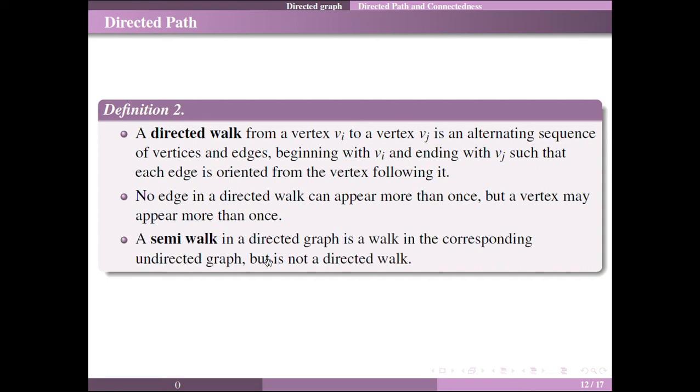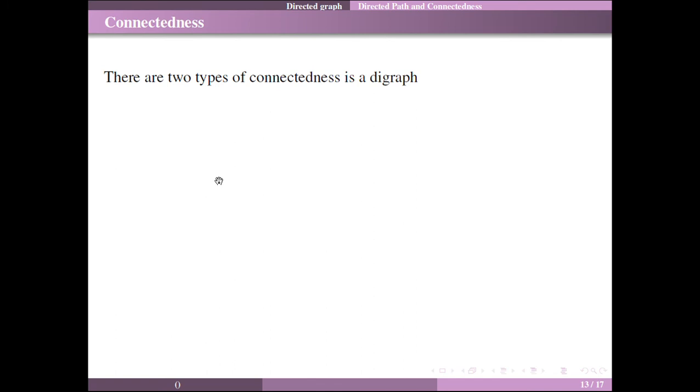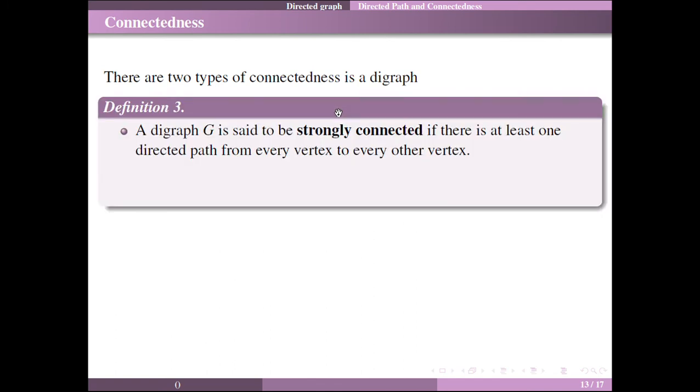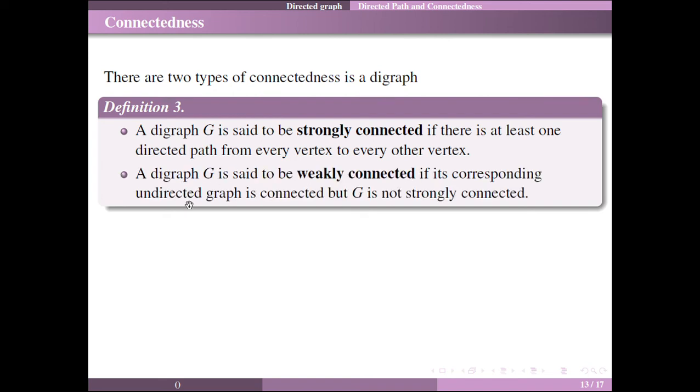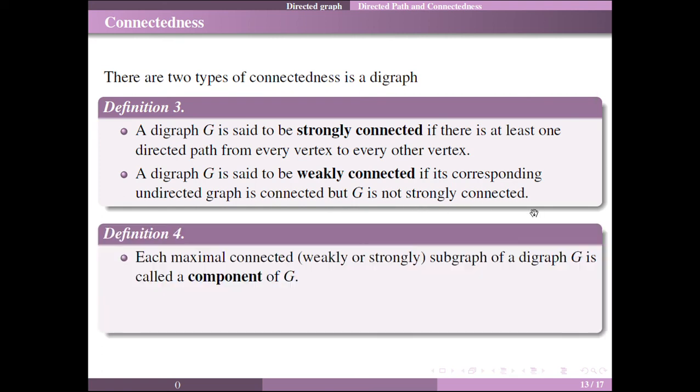A semi-walk in a directed graph is a walk in the corresponding undirected graph but is not a directed walk. A similar definition can be written for directed path, a semi-path, a directed circuit, and a semi-circuit also. There are two types of connectedness in a digraph. A digraph is said to be strongly connected if there is at least one directed path from every vertex to every other vertex. A directed graph G is said to be weakly connected if its corresponding undirected graph is connected but G is not strongly connected.